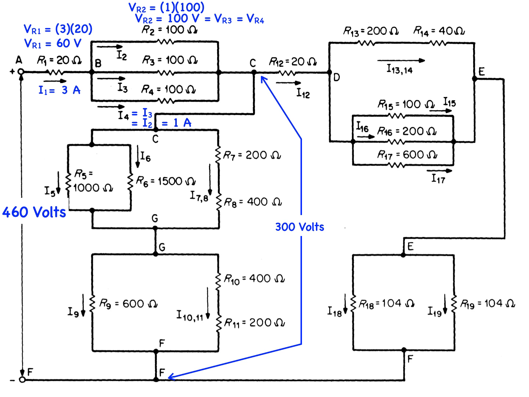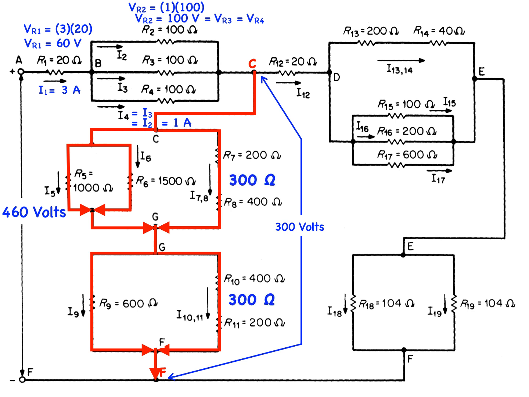A current will now flow from C to G to F, splitting, of course, as it flows through the parallel resistor combinations. We already know the parallel resistance of C to G is 300 ohms, and we already know the parallel resistance G to F is 300 ohms. Therefore, the total resistance C to F is 600 ohms. Again, using Ohm's law, the current C to F is 300 volts divided by 600 ohms, or 0.5 amps.